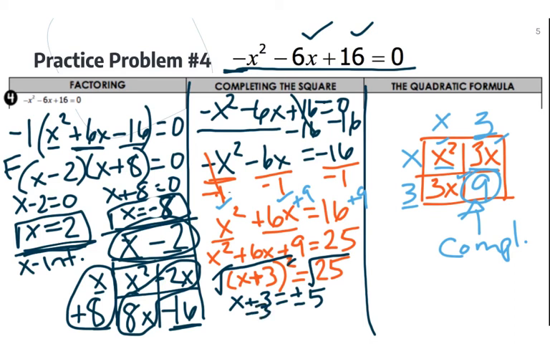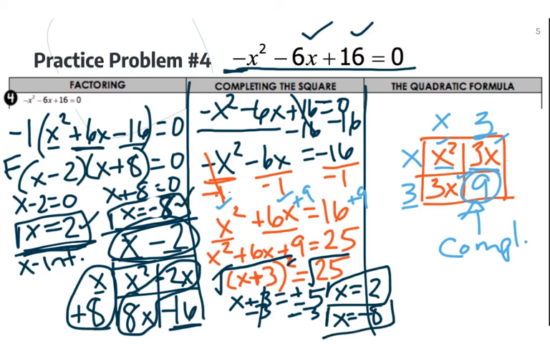All right, so now I'm going to subtract 3. I'm coming right to the edge of it. And so I have x equals 5 minus 3 is 2, and negative 5 minus 3 is negative 8. And if you notice, those are exactly the same x-intercepts or roots that I have in factoring. All three of these methods should give you the same exact answer.